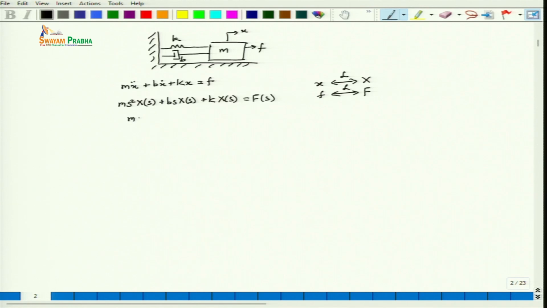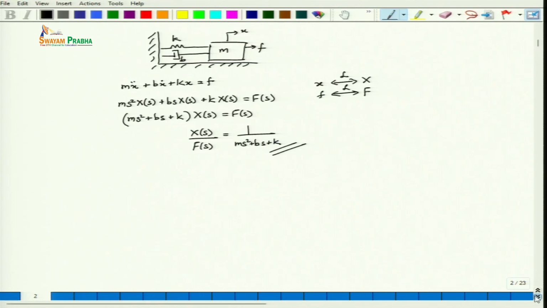So based on this we can get (m s square plus b s plus k) X equals F, and from this we can get, assuming x is the output and F is the input, the transfer function for this simple system.